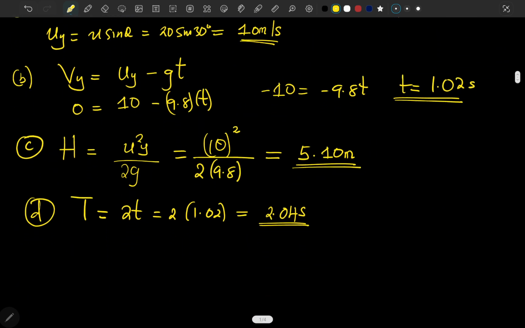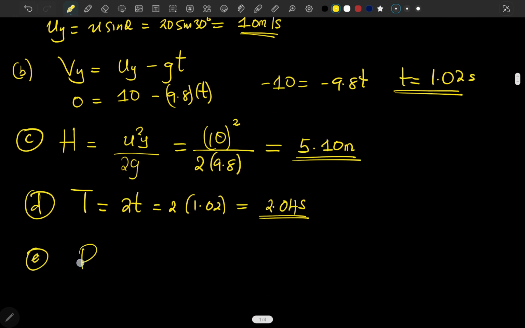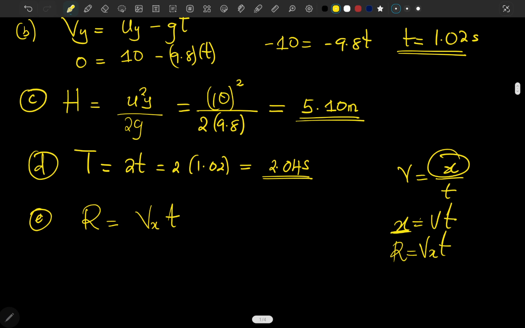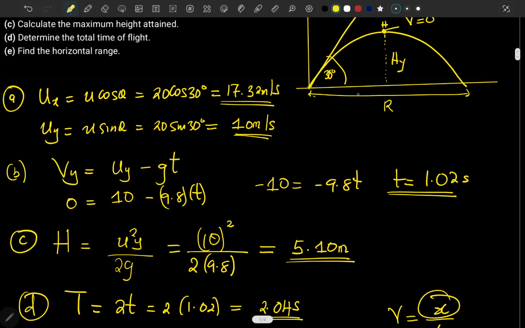Then let's look at E. E says find the horizontal range. Now the horizontal range is just velocity in the x times time. Let me take you back. Velocity is displacement over time, right? So if I need to find x, which is displacement, it's just v times t. But this displacement is what we're calling range. And this velocity will be the velocity in the horizontal, then time. So you need to specify the type of velocity that you are using. It is horizontal. This is the range here.